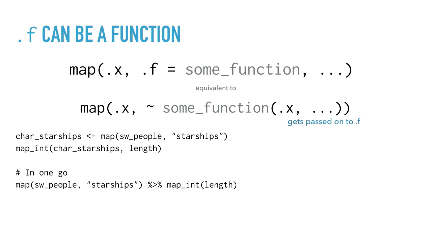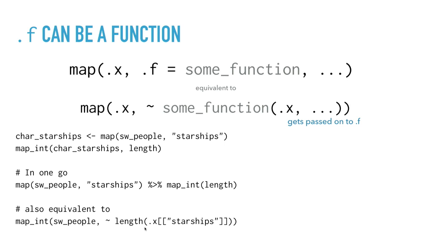And you can then start using some of the other tools in the tidyverse to make this a little bit more readable. So here we're using the pipe. So essentially we're doing this in one go. We're saying first, for each person in SW people, pull out the starships element, then take that and iterate over it again with map_int, this time calculating the length of each element. And that's also equivalent to the way we originally did it, where we wrote a shortcut formula that took each element, pulled out starships, and then found the length.